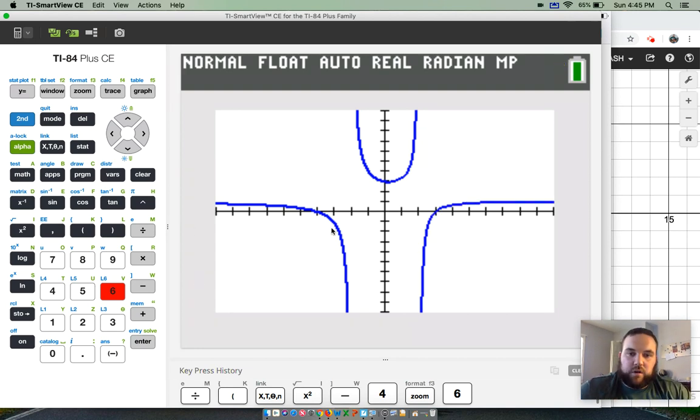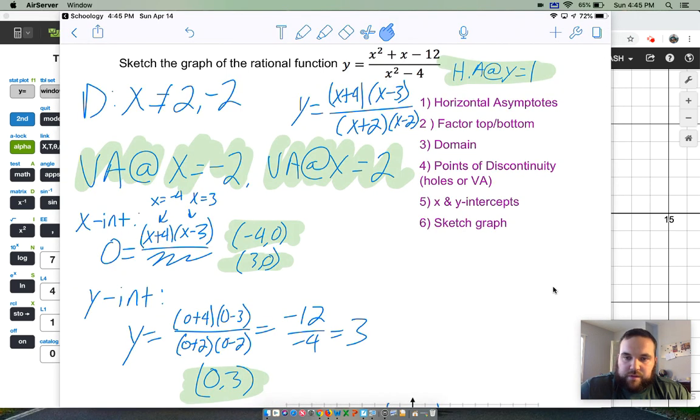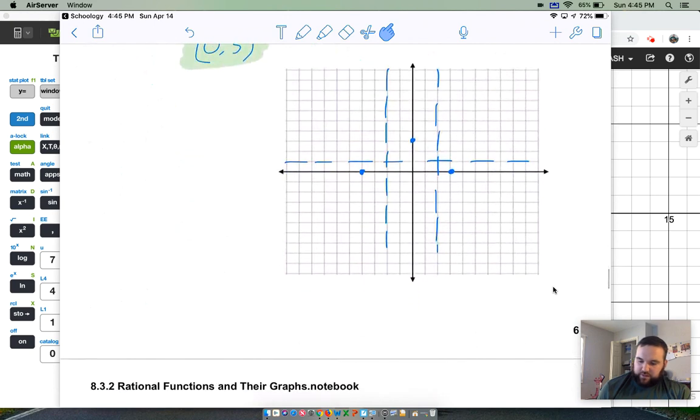You can't see the vertical asymptotes, but you can kind of envision where they're at. And that's why I do want you to have this sketched on. You can see right there's 3, 0, one x-intercept. There's negative 4, 0, another x-intercept. And so what I'm going to do is go ahead and just sketch this on there.